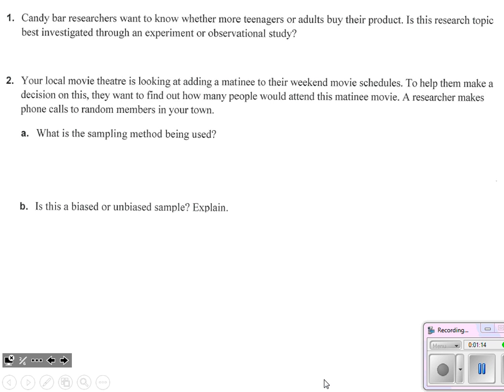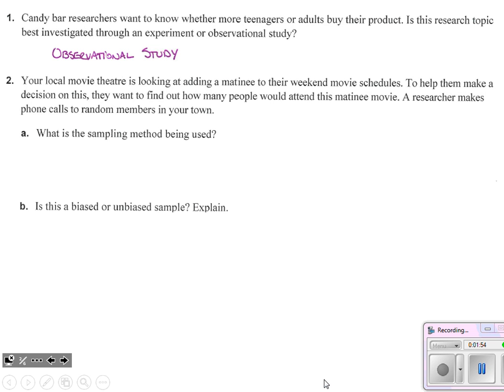Well, if you look at what they are asking for, it's not a cause and effect question. It's not like, is a certain drug causing something to happen where we'd want to test it versus a placebo. So really what you're looking at is, if you're a candy bar researcher here, you want to look at the sales data and see what kind of correlation you can find. That's an observational study. So somebody is going to record all those candy bar sales and decide, are more adults or more teenagers buying their products? Not cause and effect, just a correlation. That's why we want an observational study in this case.